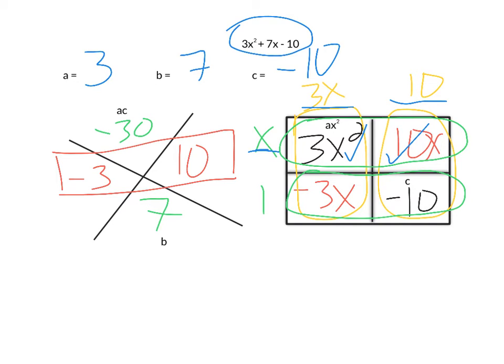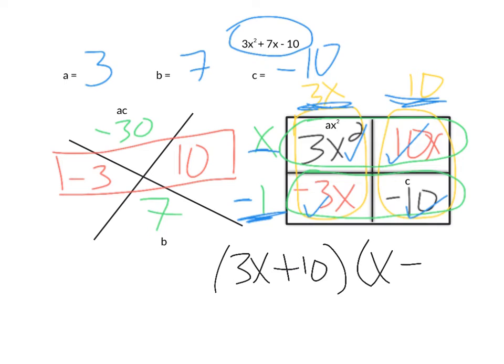But when I start looking at my boxes down here with the negatives, if I multiply 3x by 1, that gives me positive 3x. I want negative. That doesn't check out. In order to make it work, I have to make the 1 negative. Now it checks out. Then if I multiply my 10 up here by the negative 1, it gives me negative 10. It checks out. Therefore, my expression factors into the binomials of 3x plus 10 and x minus 1.